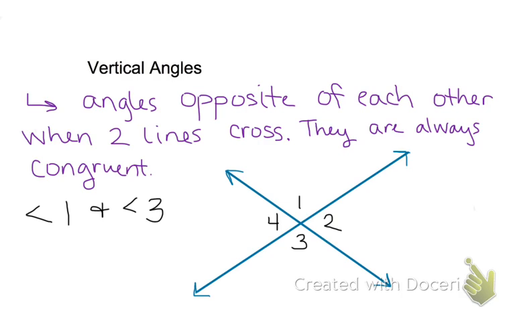And then our other pair of vertical angles, angles that are across from each other, are angle 2 and angle 4. These pair of angles are always going to be congruent. So angle 1 and angle 3 are going to be congruent. So we could rewrite this: angle 1 and angle 3 are going to be congruent, and angle 2 and angle 4 are going to be congruent.